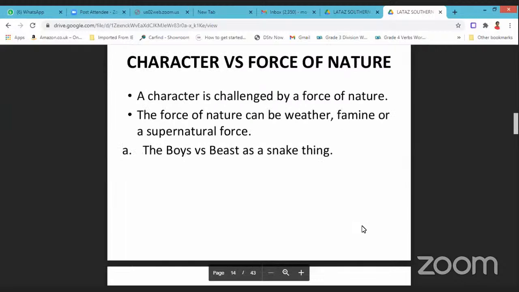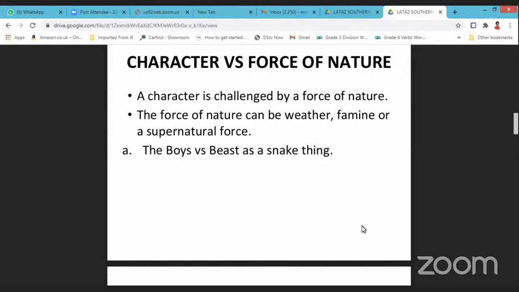From character to character, we look for another type of conflict. Here we have character versus a force of nature. The force of nature could be weather, famine, even a supernatural force. For example, the boys versus the beast in Lord of the Flies.